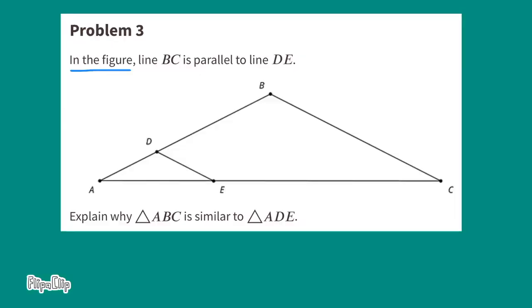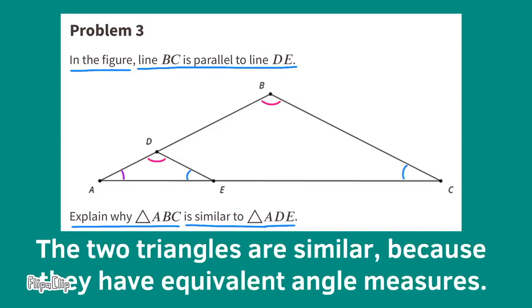Problem number three. In the figure, line BC is parallel to line DE. Explain why triangle ABC is similar to triangle ADE. The two triangles are similar because they have equivalent angle measures.